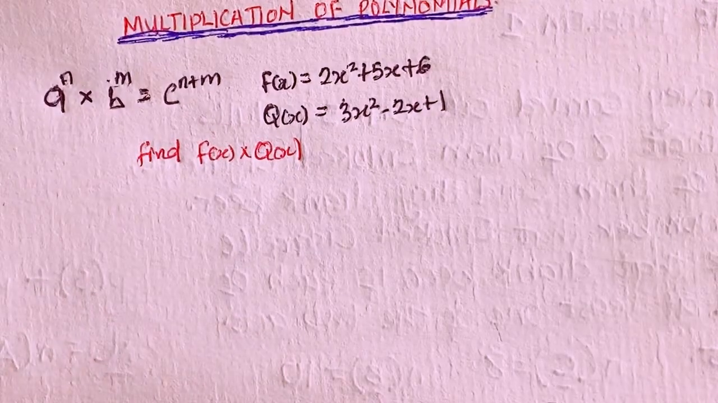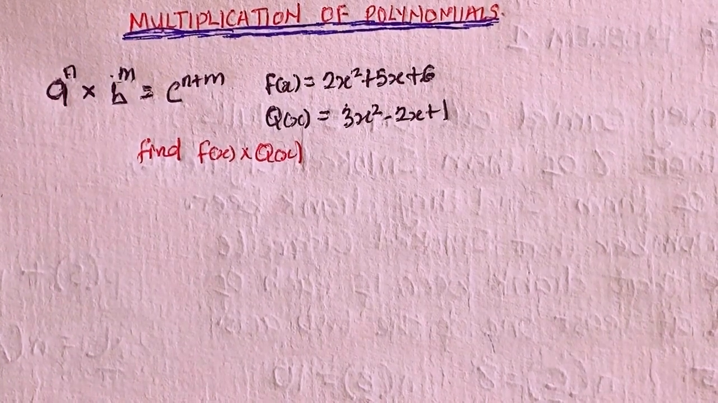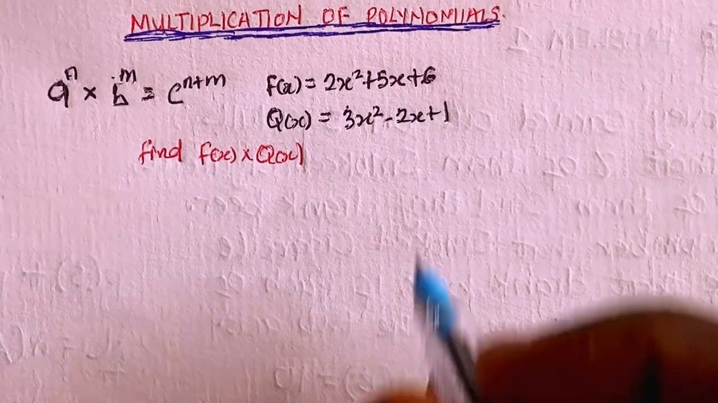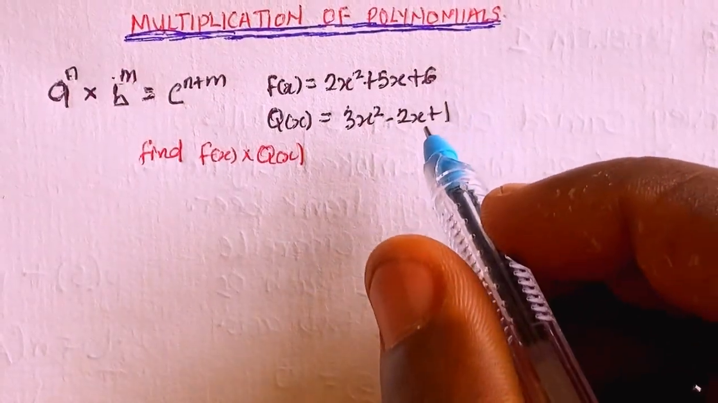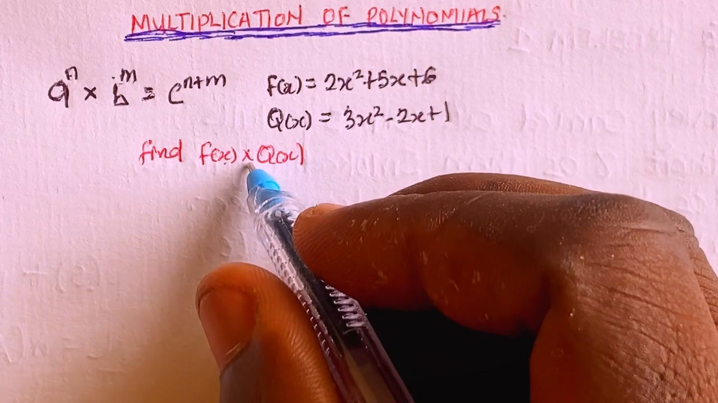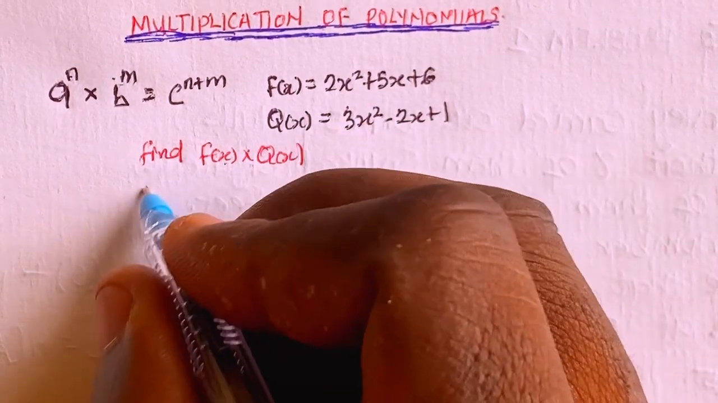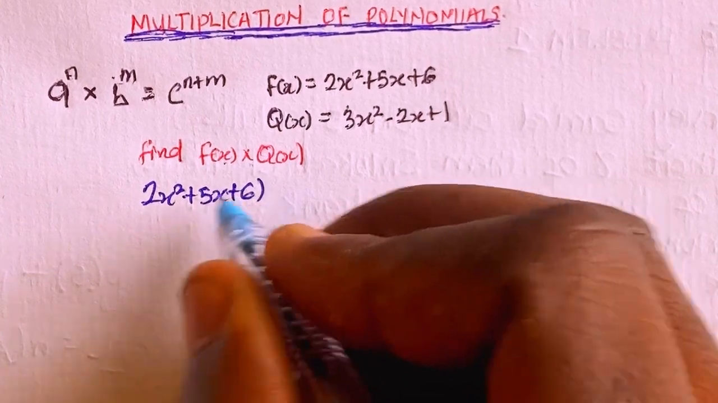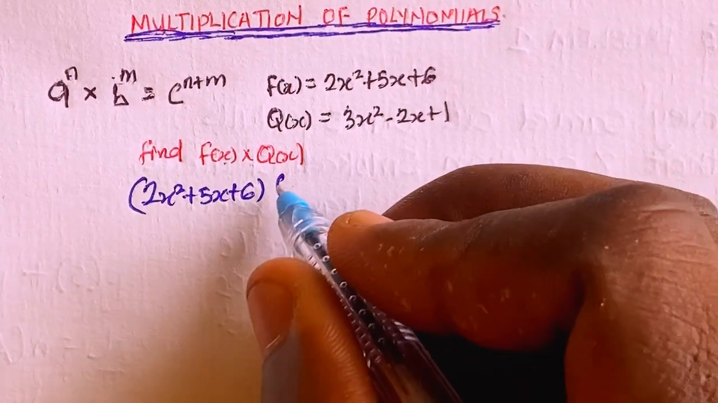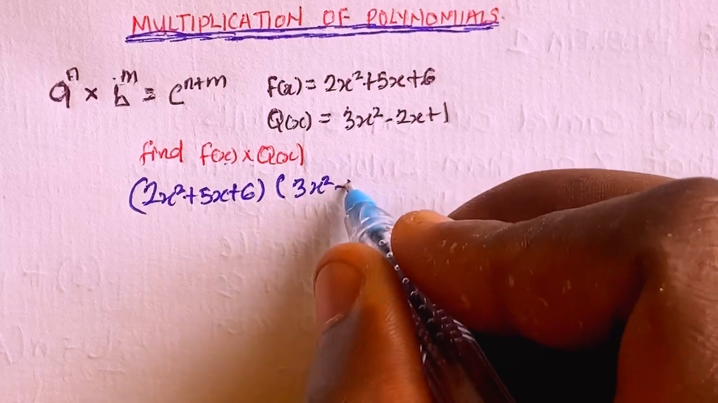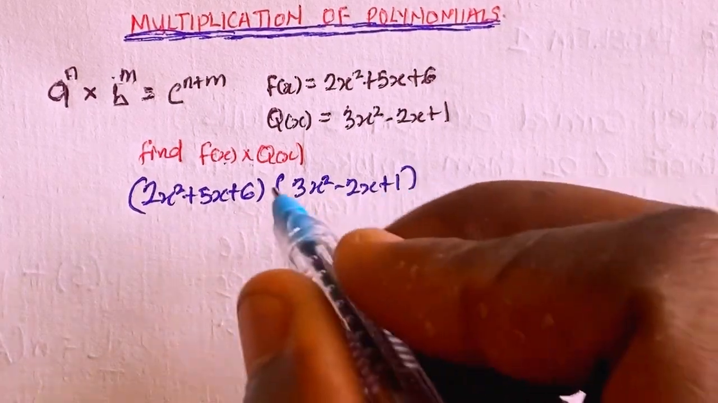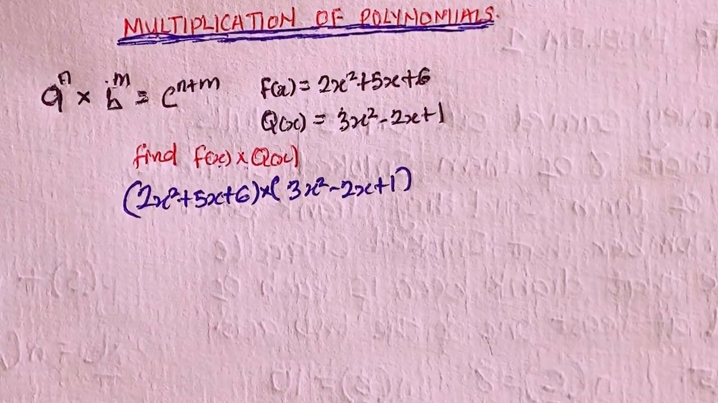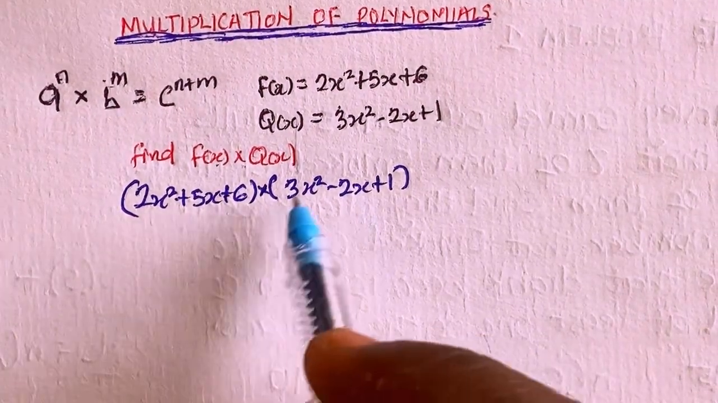So it's very simple. What you just have to do in this case is to follow the rules. To make it very simple, you can just say we have f of x multiplying g of x. You are going to have 2x squared plus 5x plus 6, then close the bracket, open another bracket. You have 3x squared minus 2x plus 1. So in the middle, you have a multiplication sign. In this case, you are asked to perform multiplication of these two functions together.